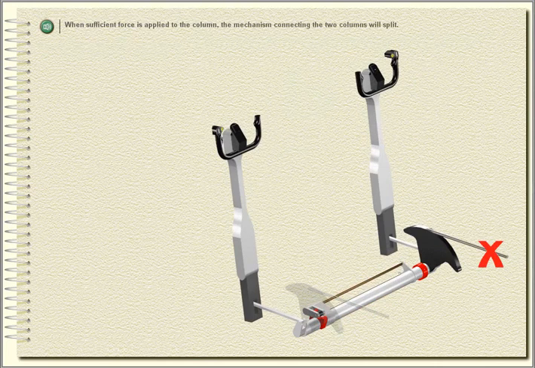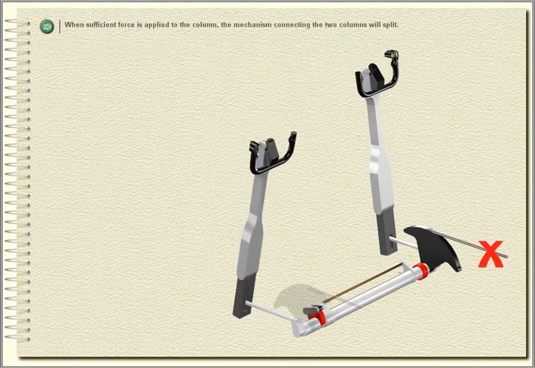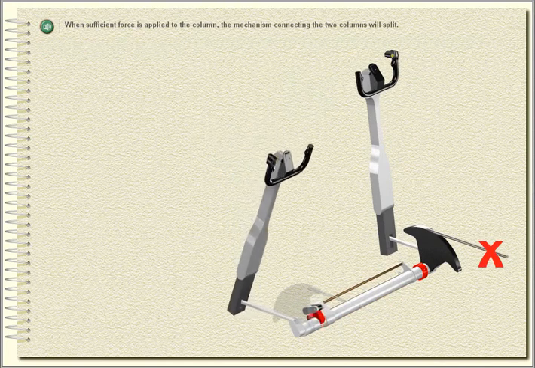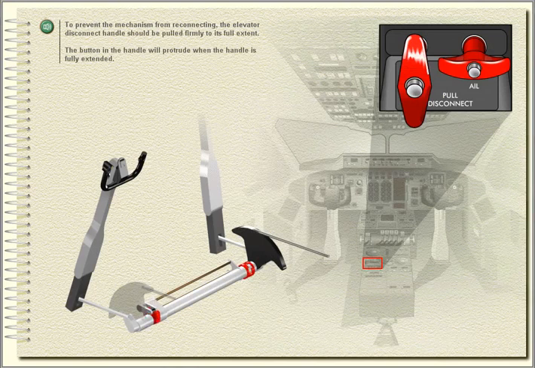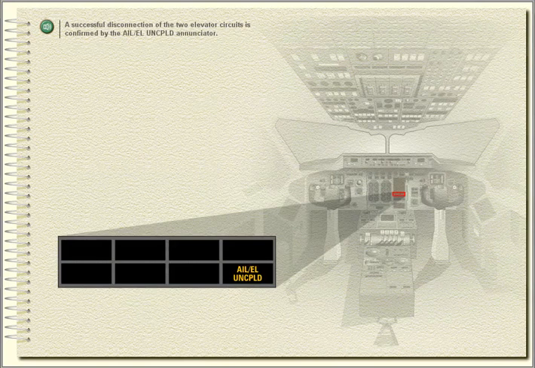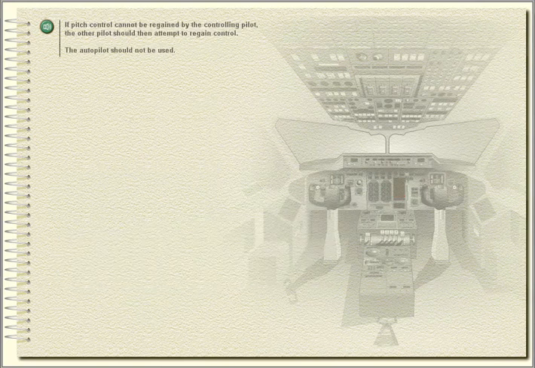When sufficient force is applied to the column, the mechanism connecting the two columns will split. To prevent the mechanism from reconnecting, the elevator disconnect handle should be pulled firmly to its full extent. The button in the handle will protrude when the handle is fully extended. A successful disconnection of the two elevator circuits is confirmed by the aileron elevator uncoupled annunciator.